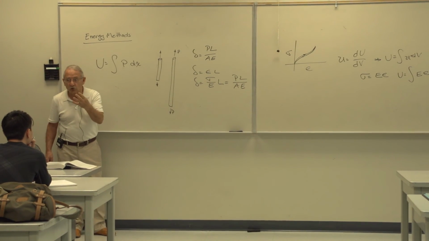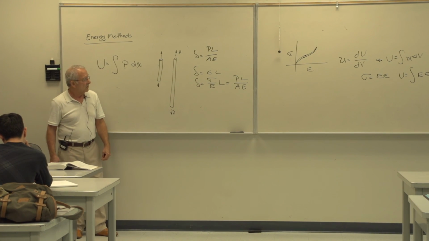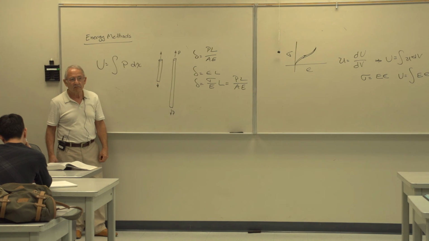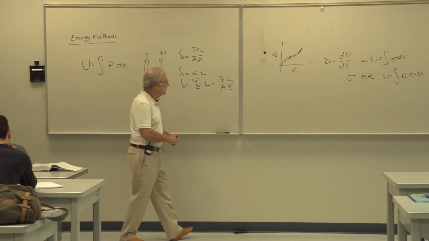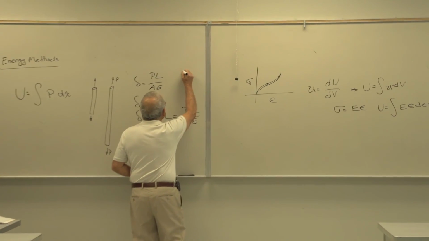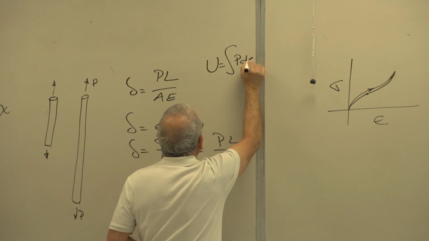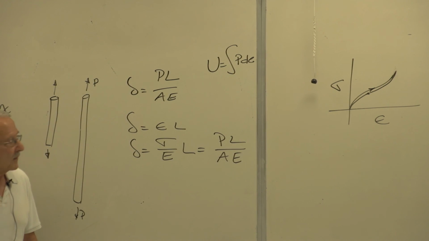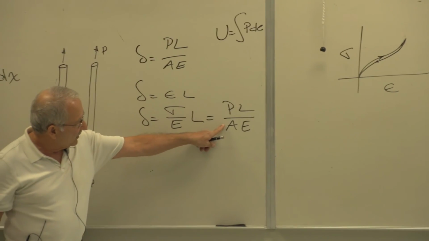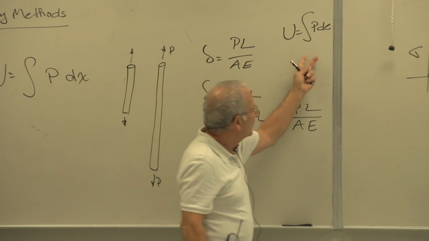That must be equal to the work done on the material. Is it? The work done on the material is P times delta over 2, right? Where delta is the change of length. And we just got done saying that change of length is PL over AE. So we can put that in there.